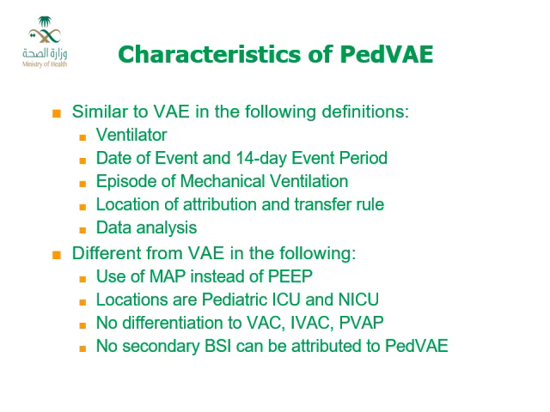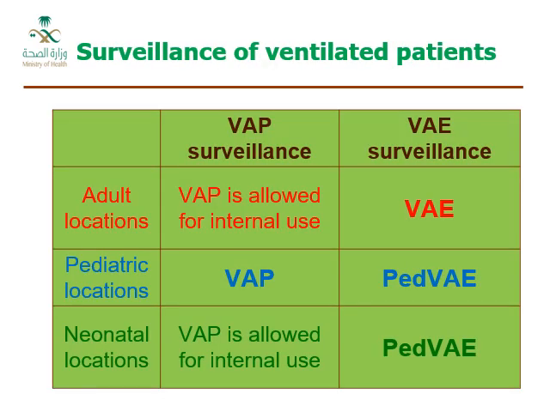Also, in the pediatric VAE protocol we have only one definition, which is pediatric VAE. We don't have layers or levels like the adult VAE. There is no VAC, IVAC, or possible VAP in pediatric VAE. Because we have one definition, only worsening in oxygenation for 2 days after 2 days of stability, we don't have secondary bloodstream infection after pediatric VAE. And as we mentioned, according to the location, we use pediatric VAE in pediatric and neonatal locations. In adult locations, we use the adult VAE protocol.